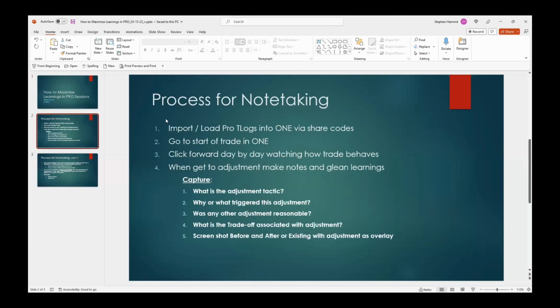So what I like to do is, after number one, we import and load the T-logs into ONE. What I'll do is I'll go to the beginning of the trade and just walk through the trade, meaning click one day at a time. Get a feel for context in the market. I'll look at the charts in ONE, kind of get a sense of what's happening. I don't want to just blindly start clicking through what the trade is.